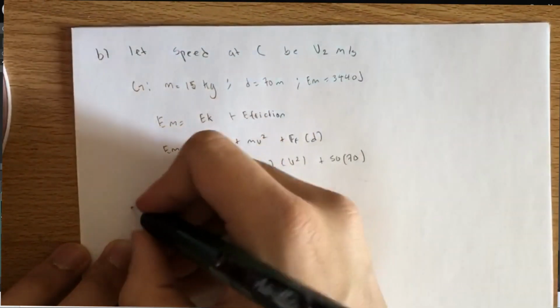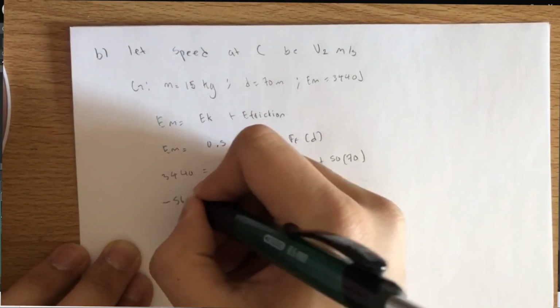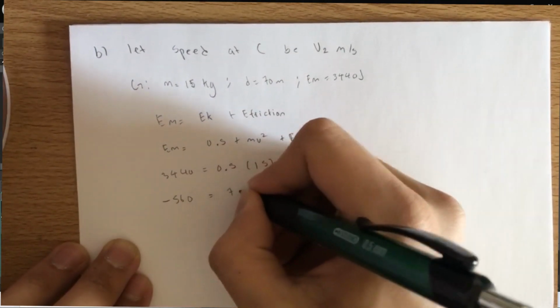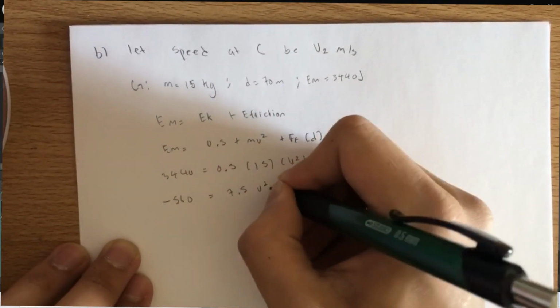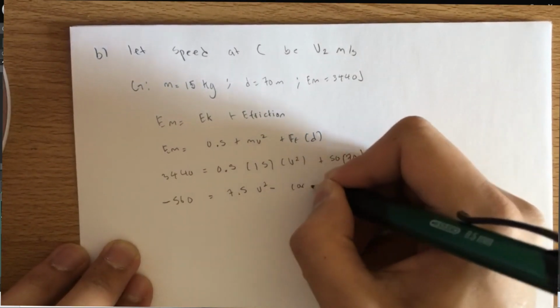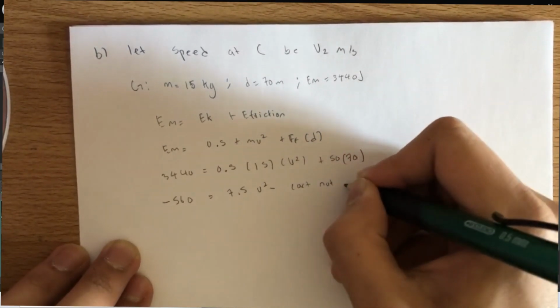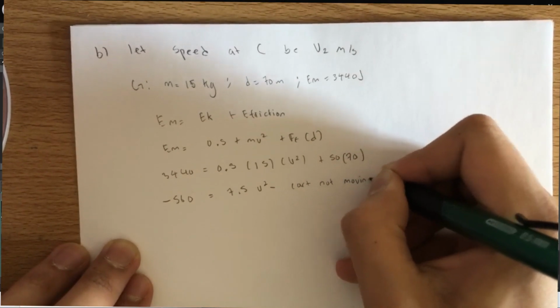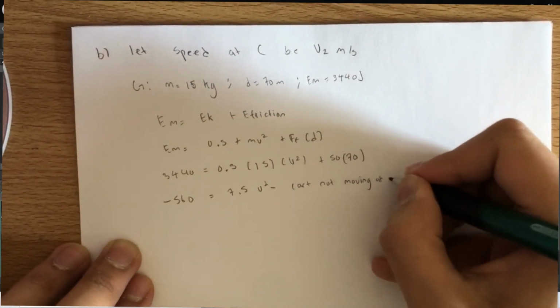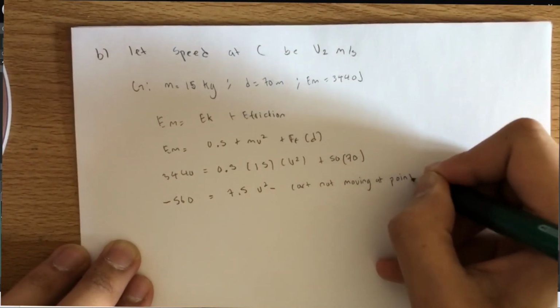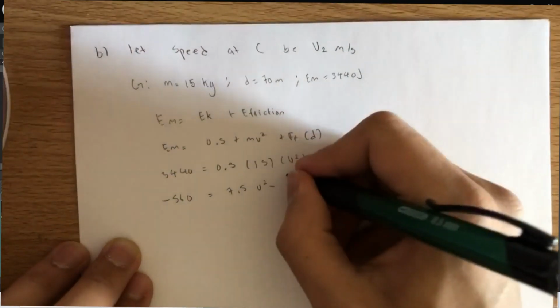Now, the end result gives us negative 560 equals 7.5 v squared. Usually, we would square root it to find the answer, but since it is a negative number, we cannot square root, which means the cart is not moving at point C, where there is no speed and the car has not reached point C. Thank you very much, and I hope you guys enjoyed the video.